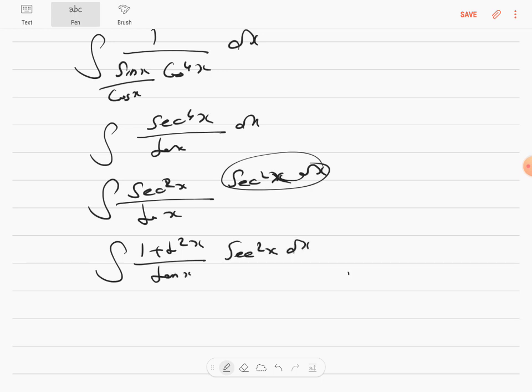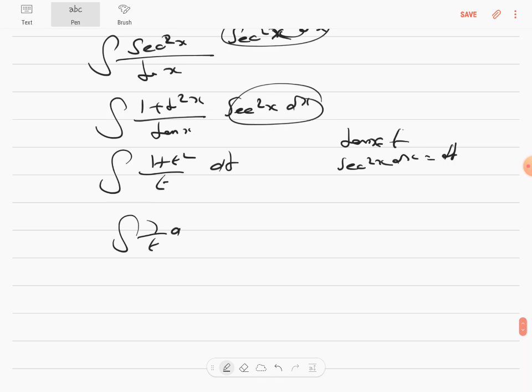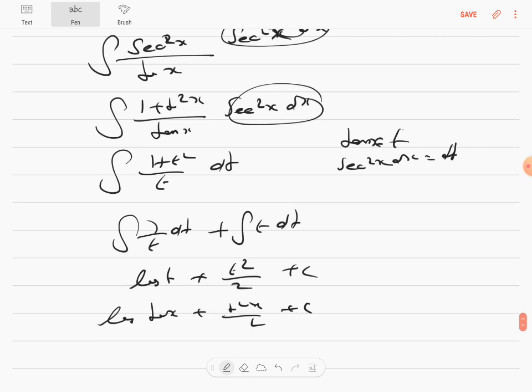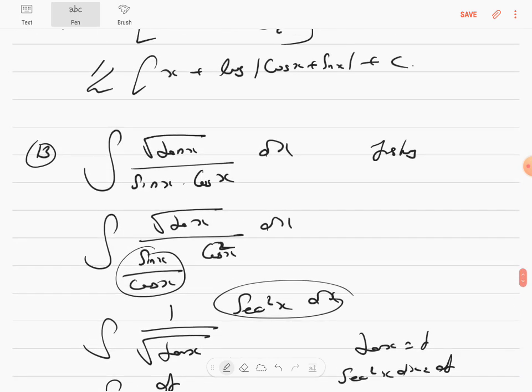When I do that, if I assume tan x as t, secant square x dx will automatically become my dt. So then, as secant square x dx becomes dt, it is 1 plus t square by t into dt. Split this up, it's integration of 1 by t into dt plus integration of t into dt. This itself is log t, this itself is t square by 2 plus c, and what is t in the sum, it is tan x, so log of tan x plus tan square x by 2 plus c. So that's simple, okay.